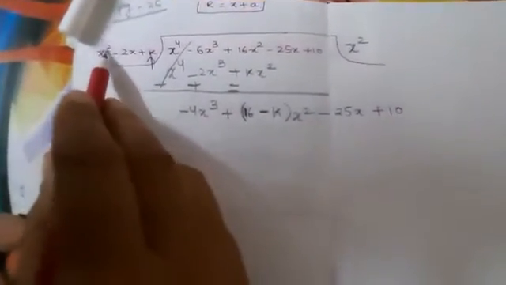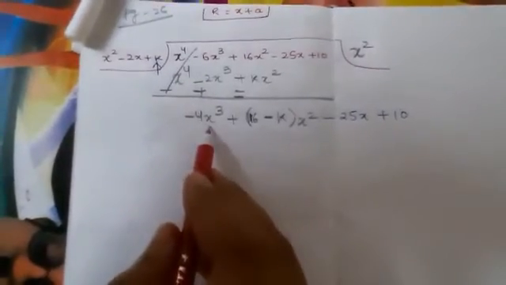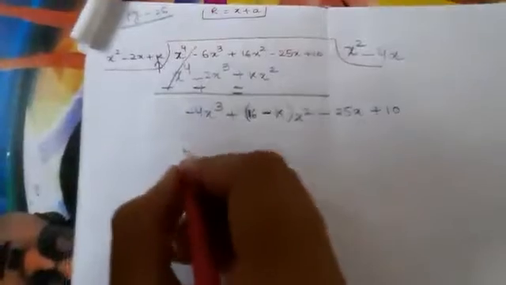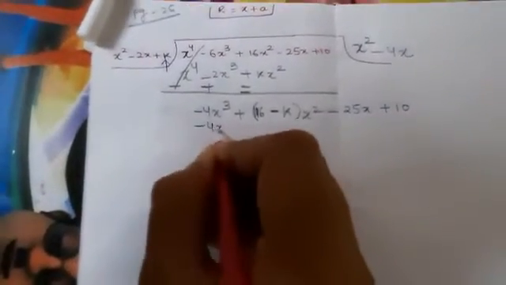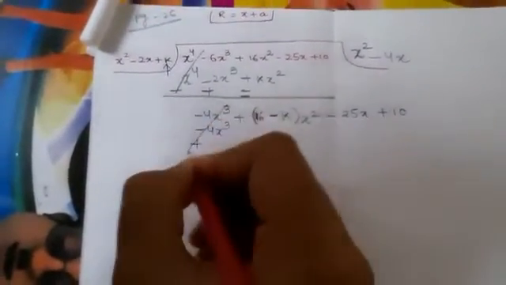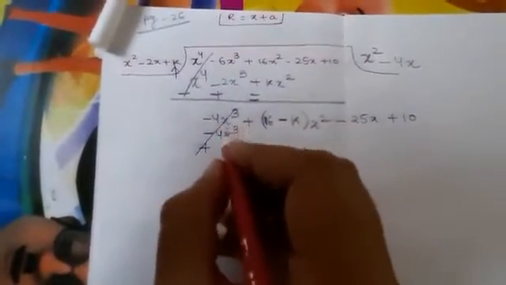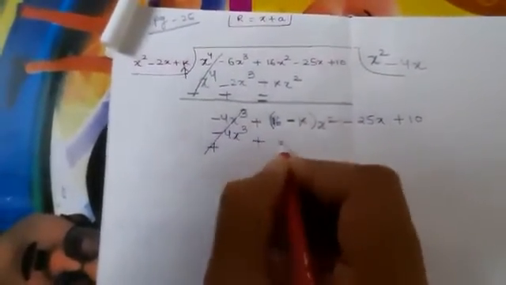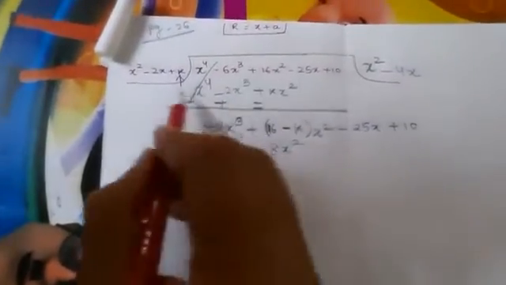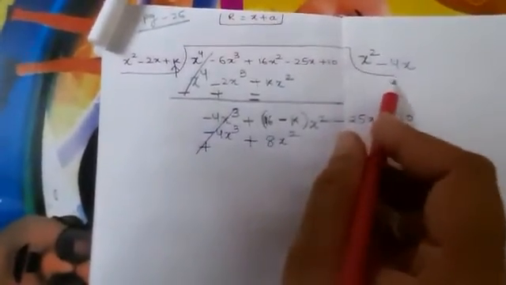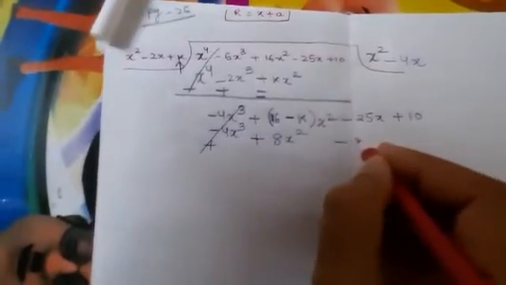Same logic we shall use. x square is there, we need minus 4x cube. So let us multiply it by minus 4x. So minus 4x cube, change of sign, cancel. Minus 2x into minus 4x gives you plus 8x square. Fine. And k into minus 4x gives you minus 4kx. So it will come here.